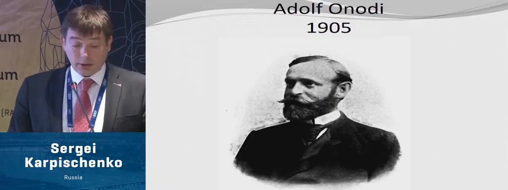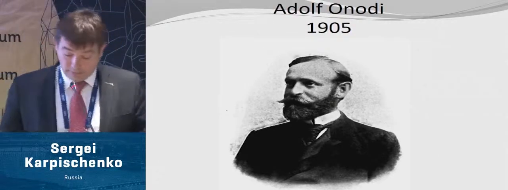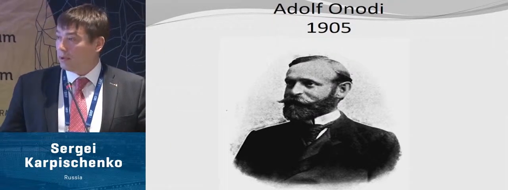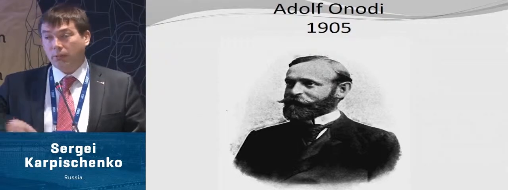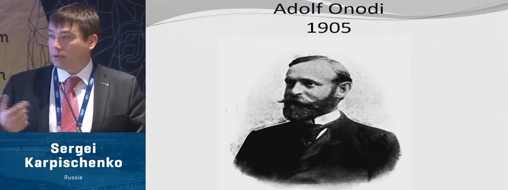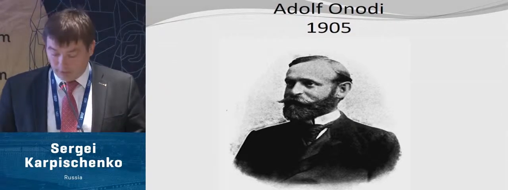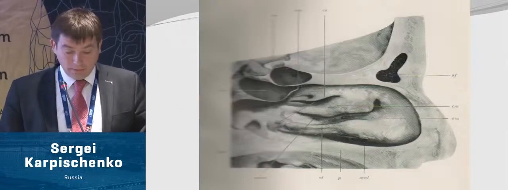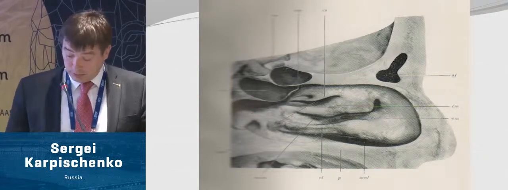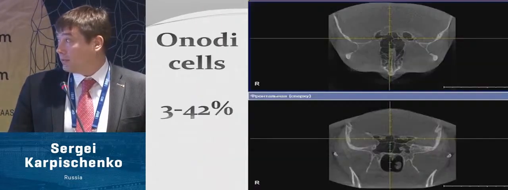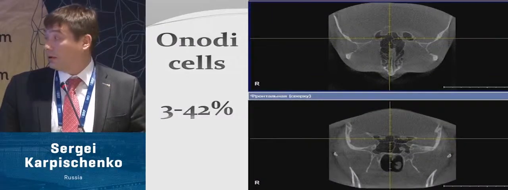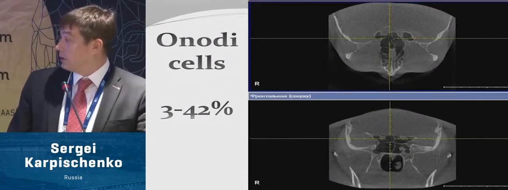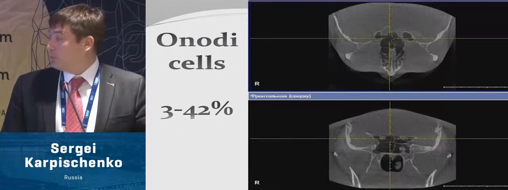Another problem is onodi cells. In an isolated sphenoid sinus, it's easy to make a mistake. When you open the ethmoid cells and sphenoid sinus completely, you are sure you opened everything. But if you open only one cell, you can be wrong. This upper cell is an onodi cell, and it's very common. We find it in about 30% of our patients, and luckily this is a normally pneumatized sinus.